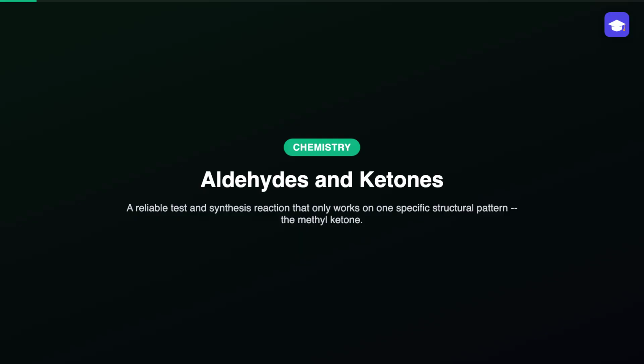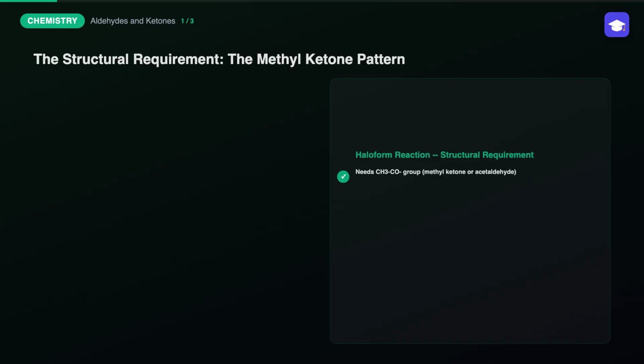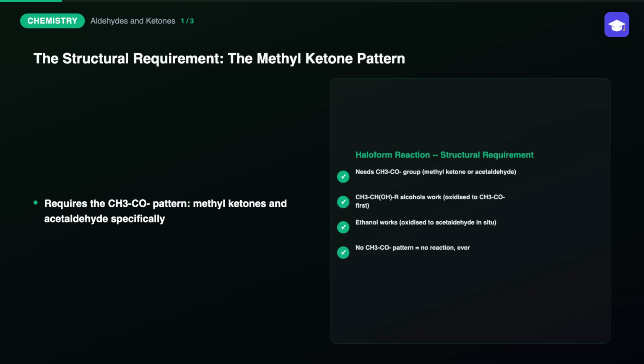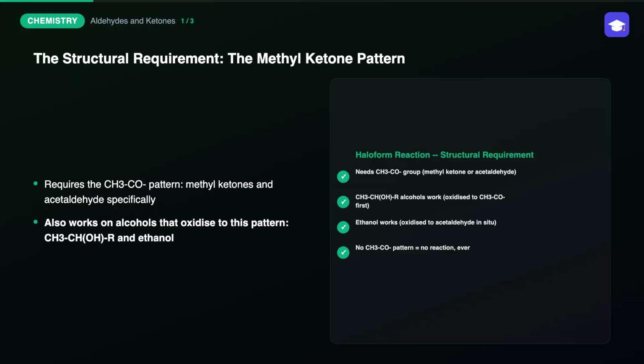Today's topic is the haloform reaction, a genuinely powerful tool for both identifying and synthesizing specific carbonyl compounds. Let's begin. The haloform reaction genuinely only works on compounds containing a methyl group directly attached to a carbonyl carbon, the specific CH3CO pattern. This includes methyl ketones directly, like acetone, and it also includes acetaldehyde itself, since acetaldehyde is genuinely the one aldehyde that happens to have this exact same CH3CO arrangement.